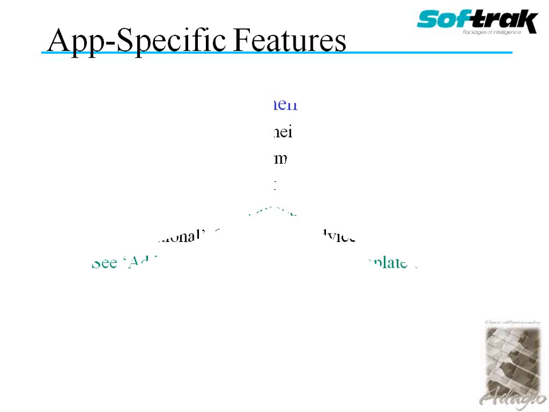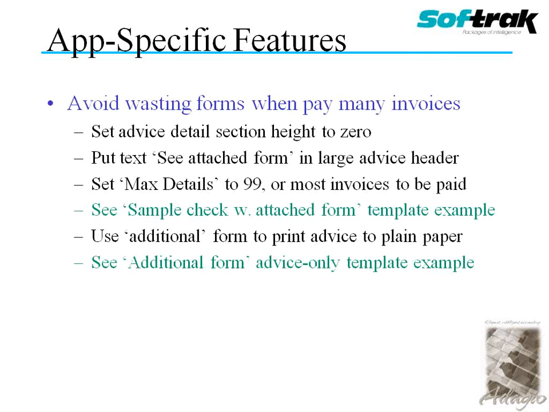When it comes time to printing, oops, I didn't do that quite yet. When it comes time to printing the additional forms, you just print this advice-only form to plain paper, and then you attach that plain paper to the check for your vendor. And you can put 50 or 60 invoices or distributions on a single piece of 8.5 by 11 plain paper and save a lot of your pre-printed forms from getting voided. So hopefully that's a money-saving and form-saving tip for you.